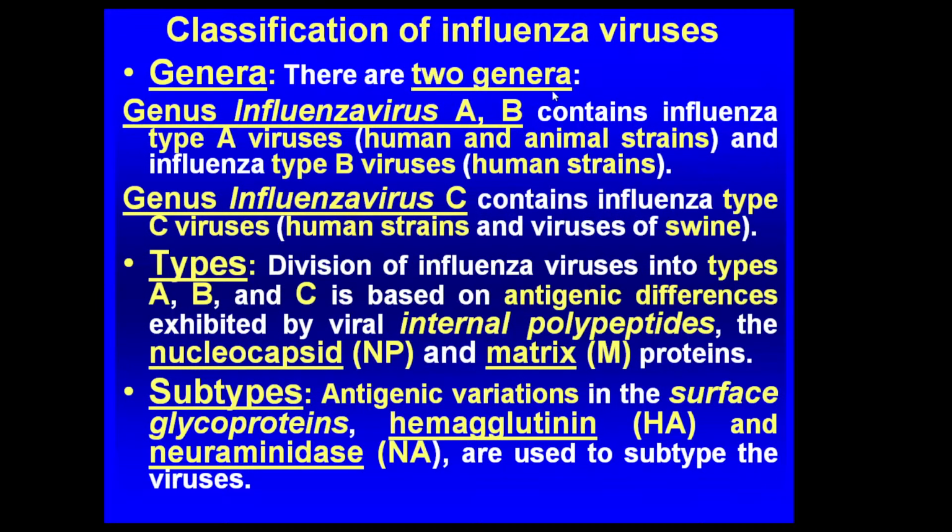They are divided into two genera. One genus is influenza virus A and B, and the second genus is influenza virus C. The division into these three groups is based on the antigenic differences exhibited by viral internal proteins or polypeptides, mainly NP and matrix. So, my dears, these differences allow us to divide viruses into types. But then the differences in hemagglutinin and neuraminidase allow us to divide them into subtypes. So A, B, C are types, and the particular strains may be of particular subtypes.